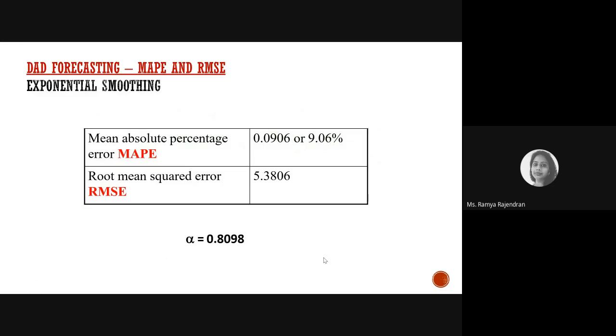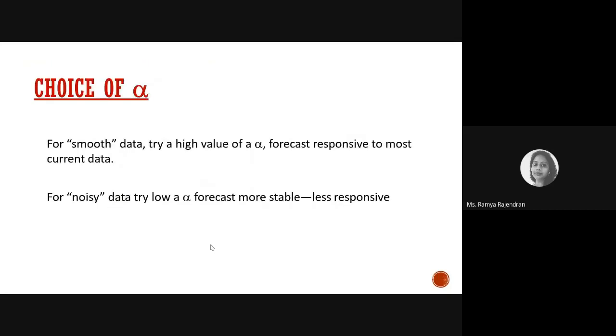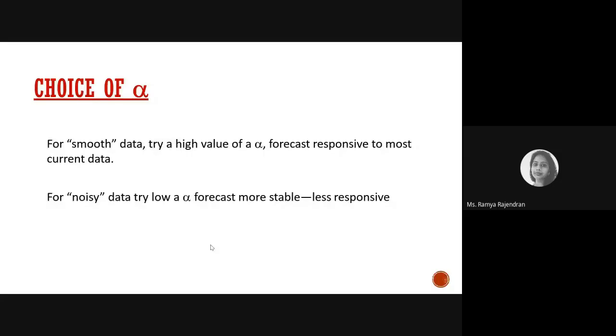When using the exponential method, we got the MAPE accuracy score as 0.09, whereas the RMSE value is 5.3, considering alpha is equal to 0.8. So can we just assume this alpha is 0.8? How are we going to obtain this optimal smoothing constant? We'll look into this right now. When you have very smooth data, with no ups and downs and without too many residuals, you can have a high value of alpha. Whereas if you have noisy data, you have to have a very low alpha, because your data becomes less responsive. Does that mean you can just assume any number between 0 and 1 for alpha? No, you can't do that.